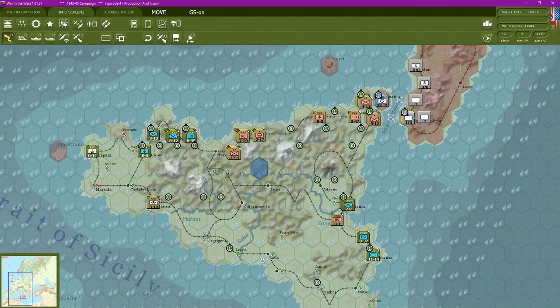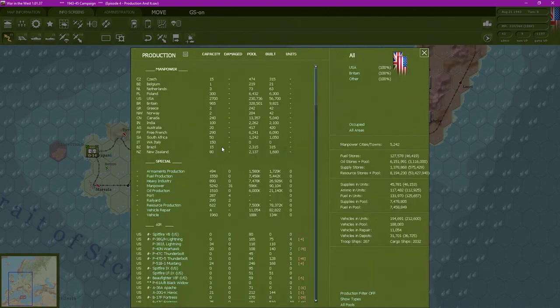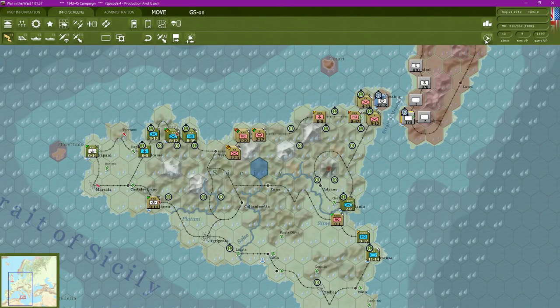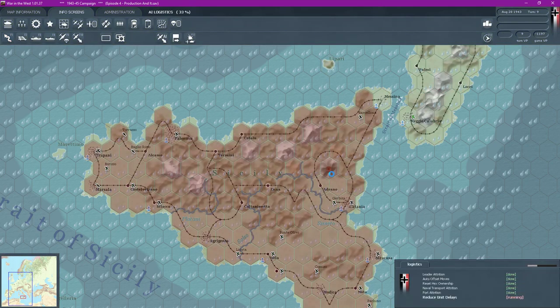Okie dokie. Right, so you can see that supplies and fuel were taken from the pool. Yeah, let's go ahead. There we go. So the Axis is sending out their supplies.